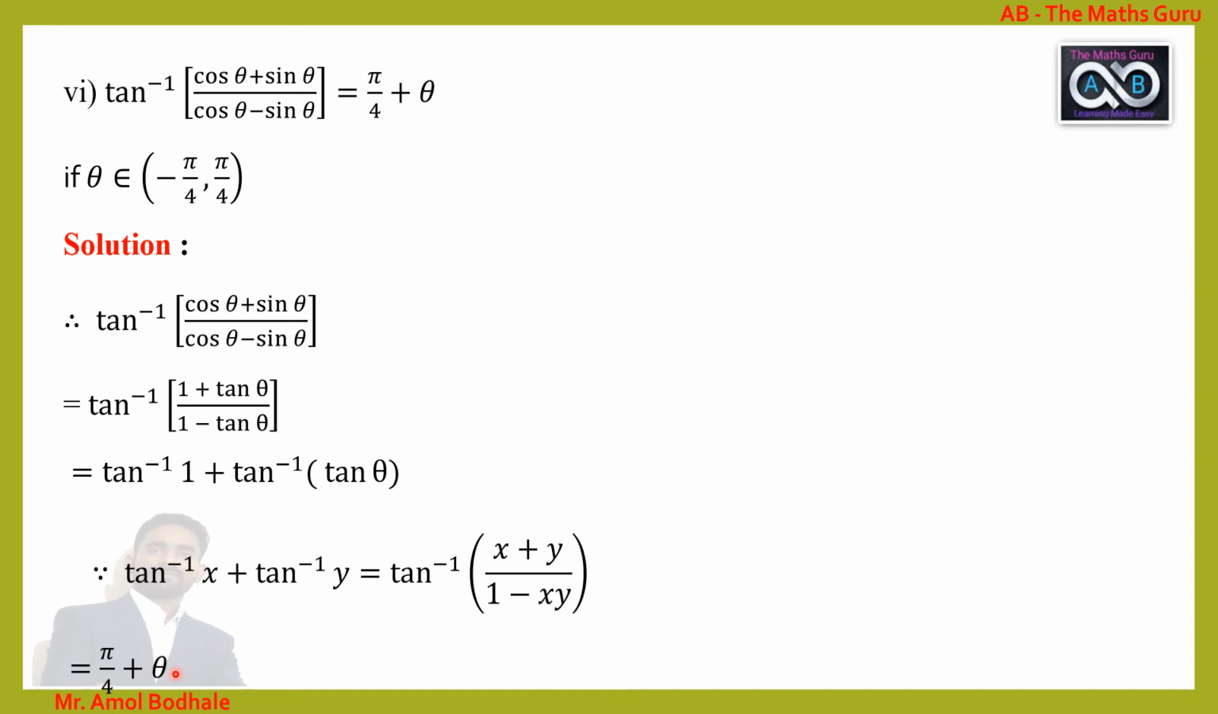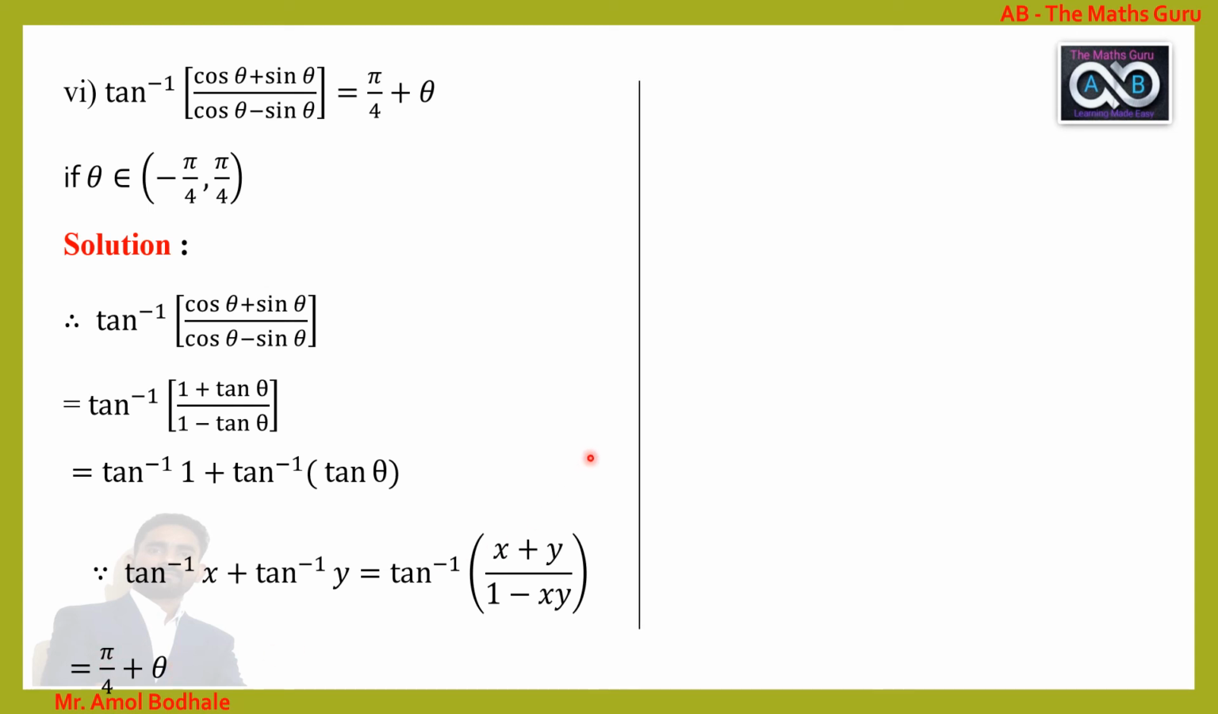We can even prove this example using a different method. We can replace the value 1 by tan of pi by 4, and use the formula tan of a plus b, that is tan of pi by 4 plus theta, and tan inverse tan will be cancelled. We will get pi by 4 plus theta.